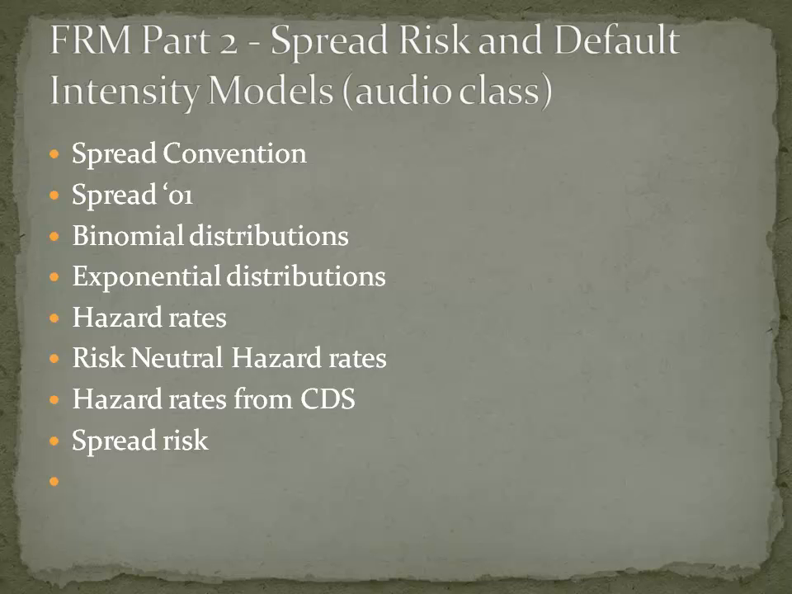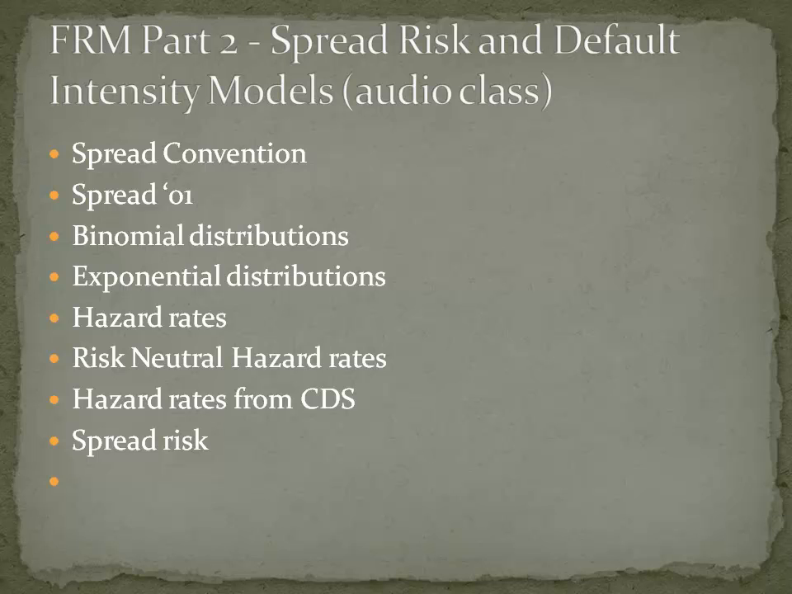Okay, in this audio series we are going to look at spread risk and default intensity models. Now we know that for each kind of risk there is a reward attached, and whatever that reward is can be measured in many ways. In the world of credit risk, we are interested in measuring that reward relative to risk-free rates. So when we talk about spreads, they are the excess over the risk-free rate, and we could have various spreads like yield spread, option adjusted spread, credit default spread.